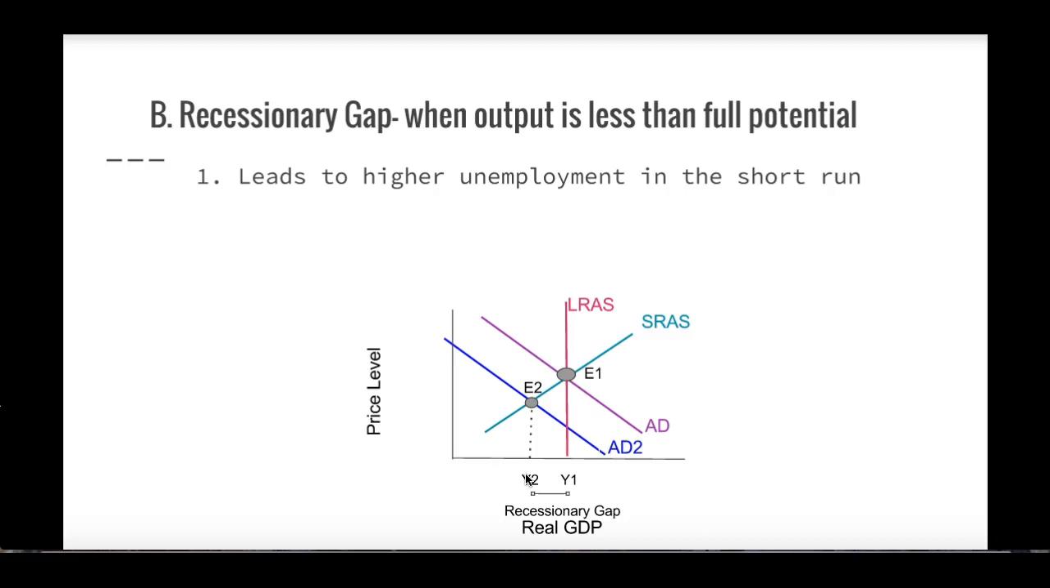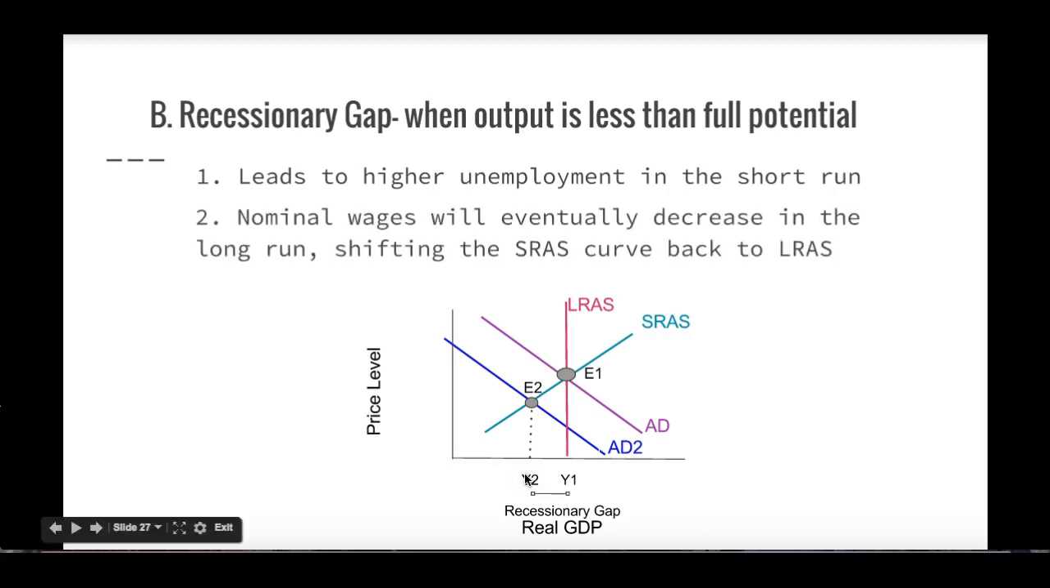So what happens is that our nominal wages will eventually drop. And when our nominal wages drop, what happens to our short-run aggregate supply curve? Nominal wages drop, which means production is going to be cheaper, so our short-run aggregate supply curve will shift to the right. So eventually nominal wages will decrease in the long run, and it will shift our short-run aggregate supply curve back to the right until it reaches our long-run aggregate supply curve. And here's our new equilibrium. And now look at that. Magically, we're at long-run equilibrium again. We're just at a lower price level.